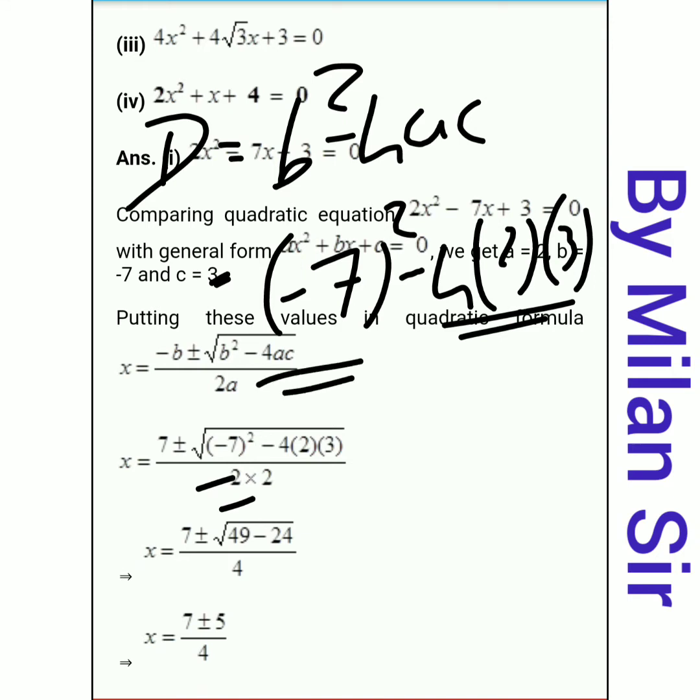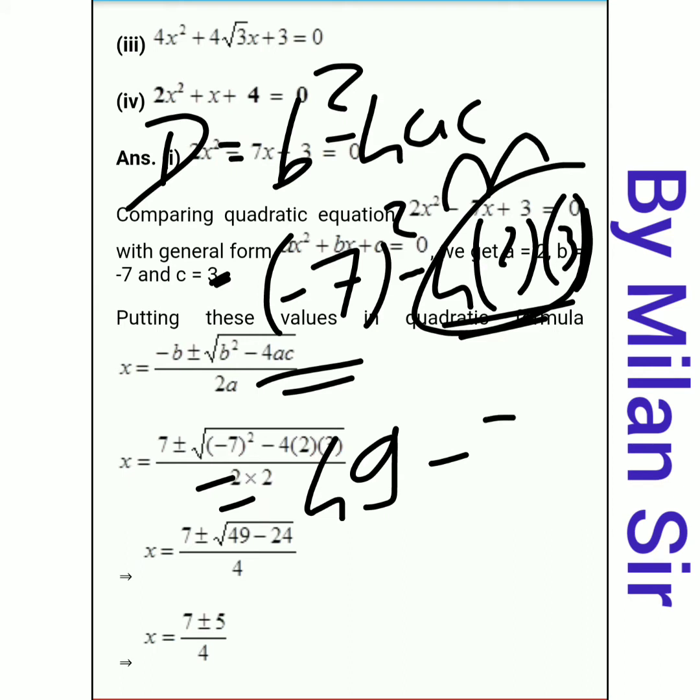Now in the first term, minus 7 all square. 7 square is 49 and the minus becomes positive, because a square is always positive. So it becomes plus 49. Then the negative sign as it is. Here we need to multiply these three numbers, so 4 times 2 is 8, 8 times 3 is 24. Now 49 minus 24 is 25, right?